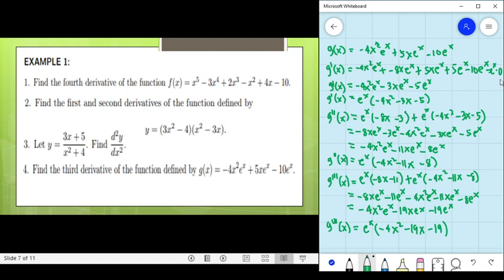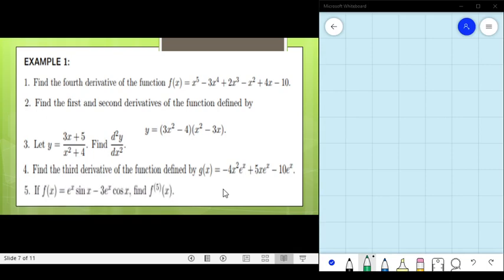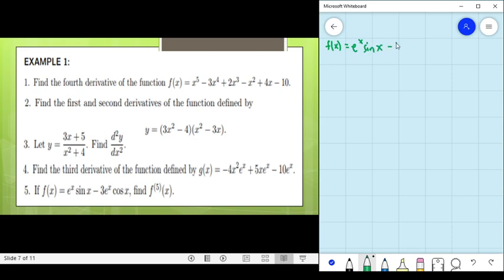Okay, lastly, we have number 5. Find the derivative. If f of x is e to the x sine of x minus 3 e to the x cosine x, find the fifth derivative of f of x. Okay, so we have f of x is equal to e to the x sine x minus 3 e to the x cosine x.